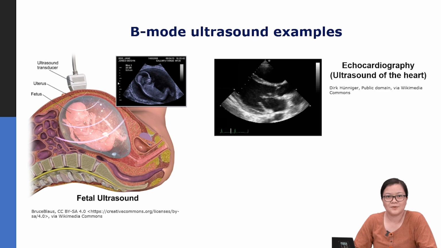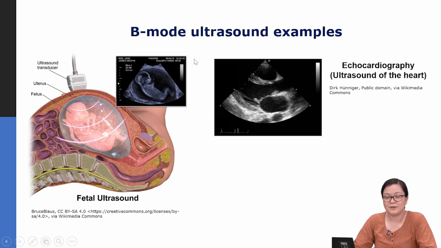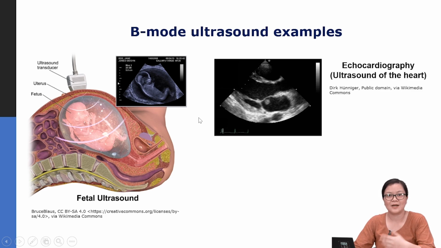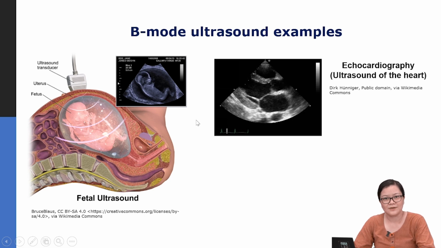Here are some examples of B mode ultrasound. A common application where B mode ultrasound is used is in fetal ultrasound to image a baby. What is typically done is an ultrasound transducer is placed on the belly of the mother, and you can get a B mode image like this. You can see that because of the different structures of the baby, you can outline the baby really well right here. Another common example of B mode ultrasound is in echocardiography, or ultrasound of the heart.